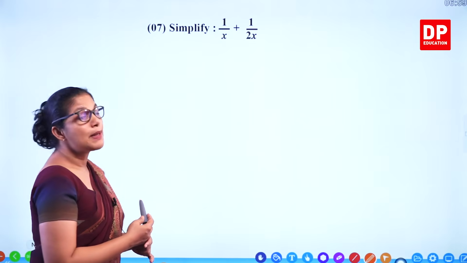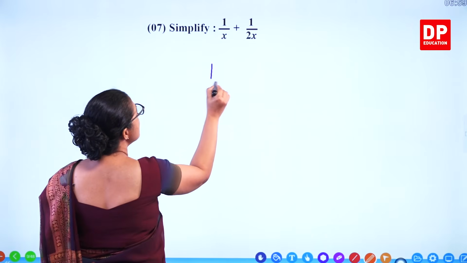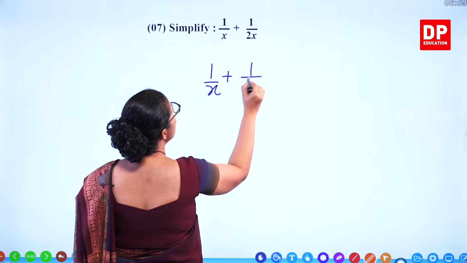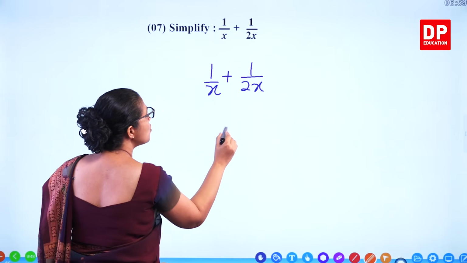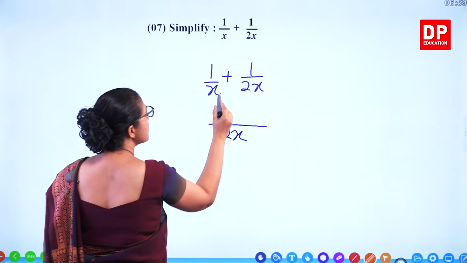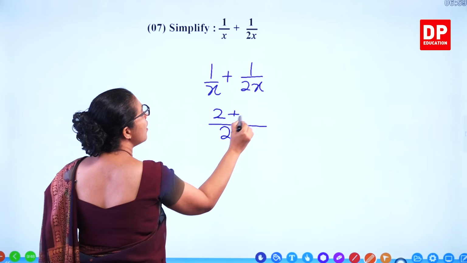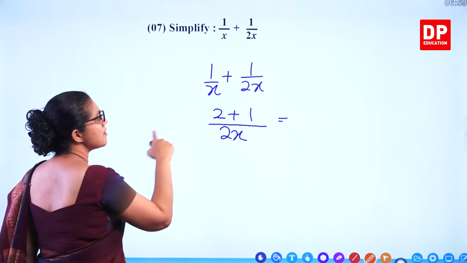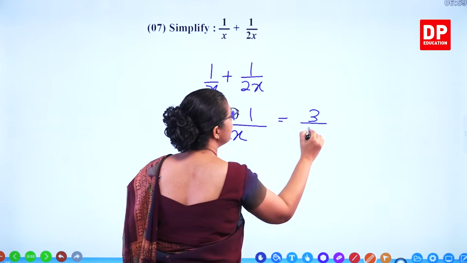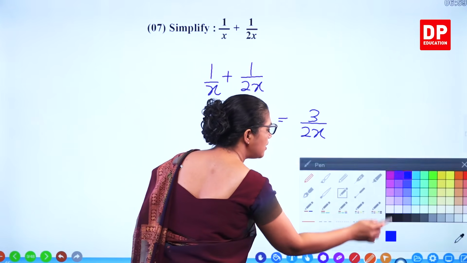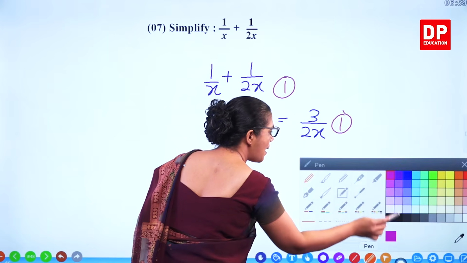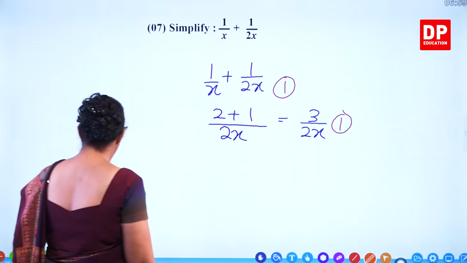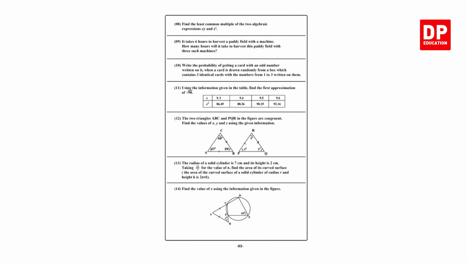Question number 7. Simplify algebraic fractions. So what you have to do? You have to find out the lowest common multiple. Lowest common multiple of x and 2x is 2x. So multiply this by 2 and here you can write as it is. 2 plus 1, 3. So 3 over 2x. So 1 mark for the answer and 1 mark for the method. Now you can try question number 8 to 14.